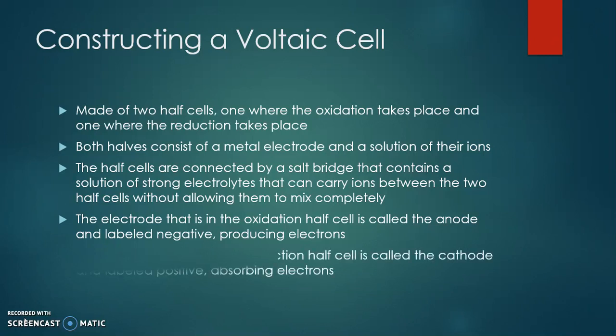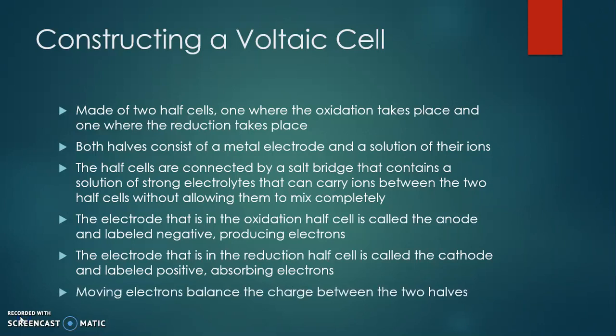And then the other side, where the reduction's happening, we call it the cathode. We call it the positive side because it's absorbing those electrons. And again, as the oxidation occurs, the electrons move from the anode to the cathode, where the reduction will occur in the other half, and the charges again will remain balanced.